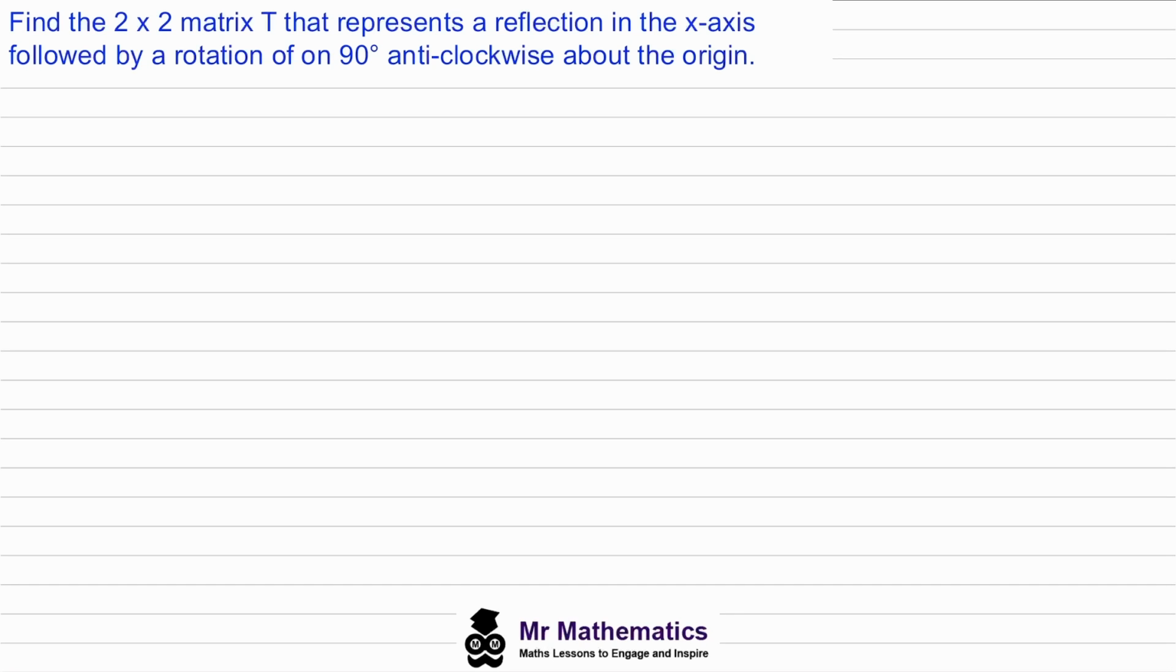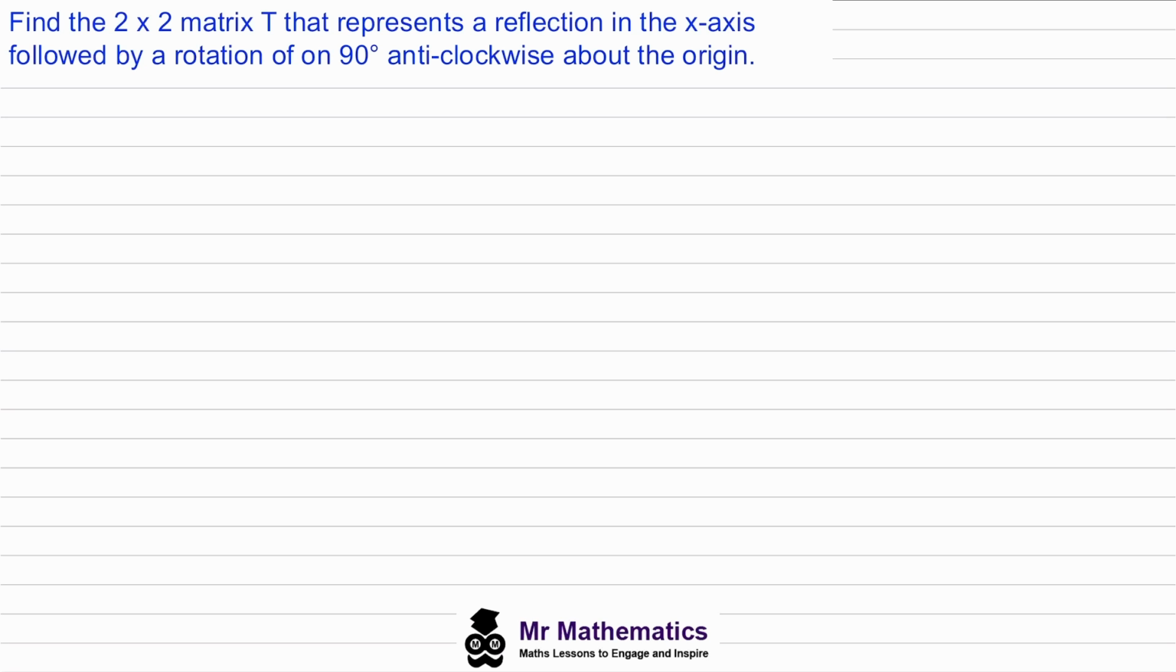Hi everybody. So in this video, we're going to look at performing successive transformations using matrices. In our first example, we've been asked to find a 2 by 2 matrix, matrix T, that represents a reflection in the x-axis, followed by a rotation of 90 degrees anticlockwise about the origin.